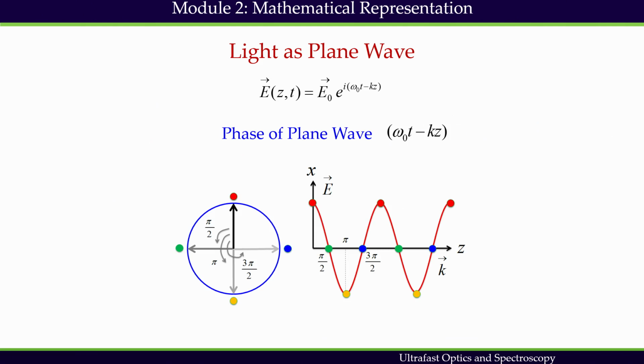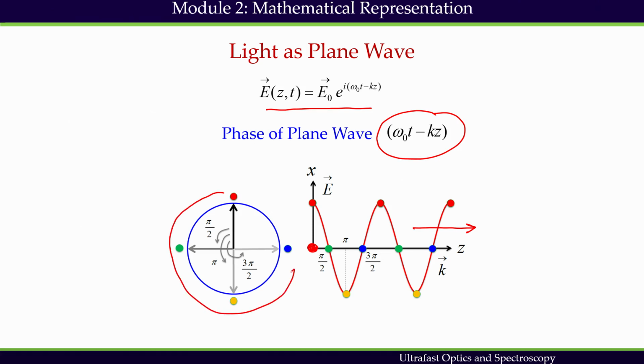The term omega naught t minus kz in this equation features the phase of the plane wave, which represents an angle to manifest a certain linear advancement of the propagating wave. This depicts a close relationship between rotational motion and linear motion. When a wave propagates along the z direction, an advancement of the wave along the z direction with respect to a certain frame or a point, let's say with respect to this point, can be represented by an angle in the rotating dial.